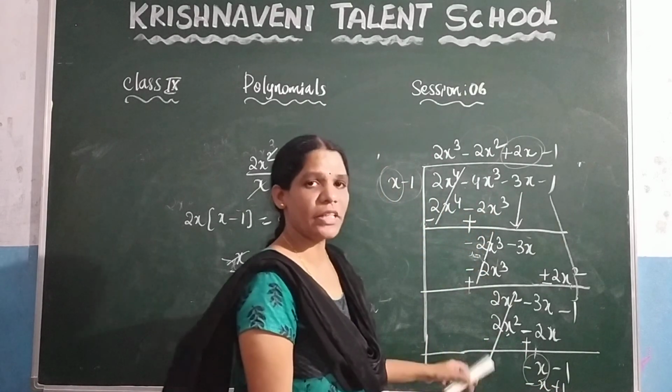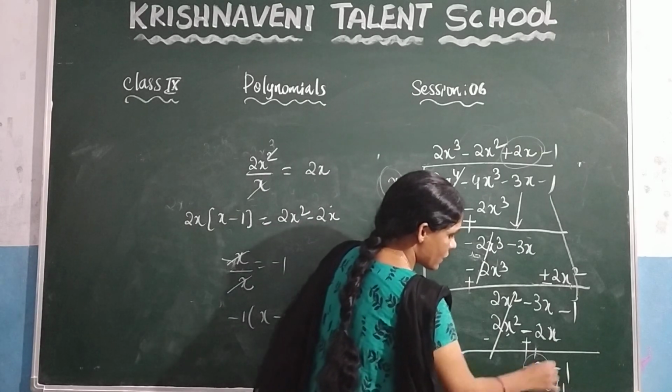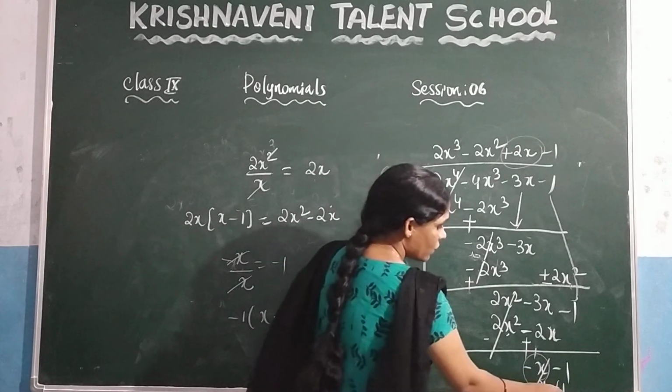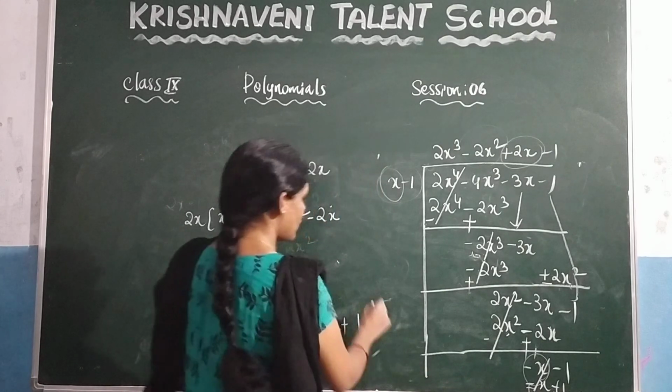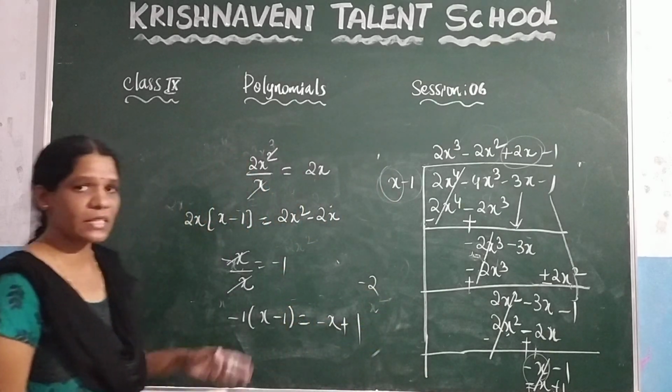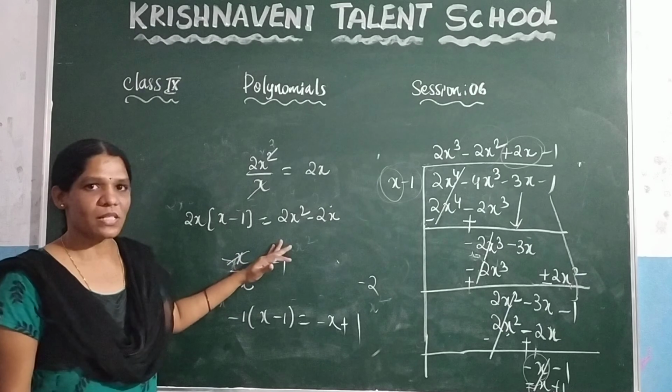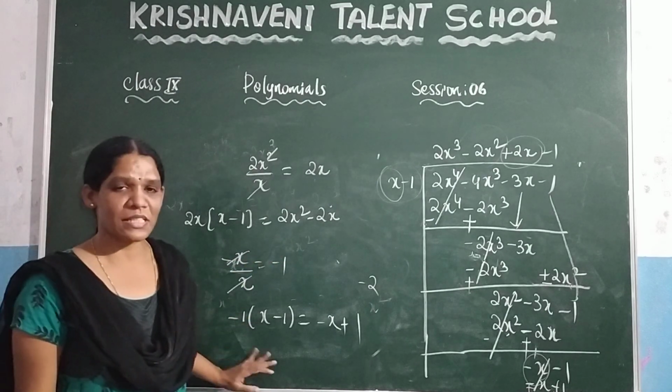Now what we need to do? We need to change the symbols. Here plus is there. This one will get cancelled. You will get minus 1, which is nothing but minus 2. Like this, you need to divide two polynomials. In the next session, we are going to discuss the remainder theorem.